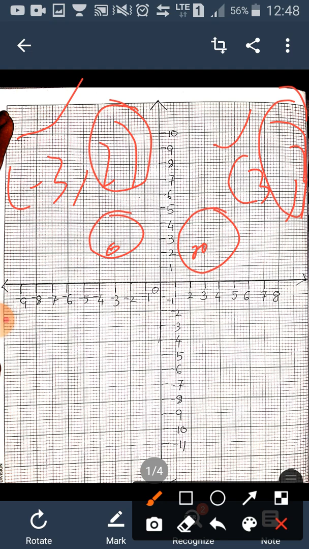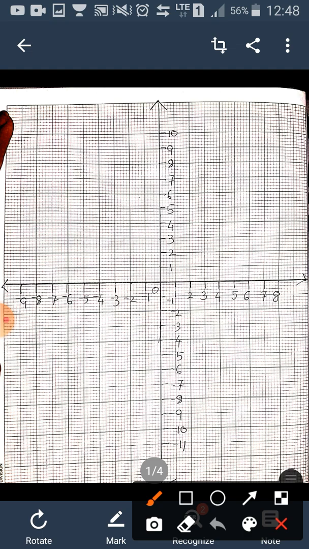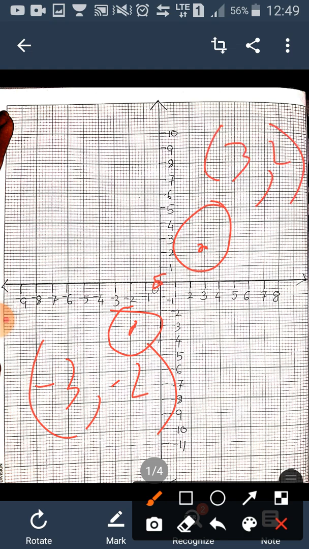And then there is another type of reflection. This same point 3 comma 2, if it is reflected along the origin, will come over here. This point is minus 3 comma minus 2, which means the signs of both of them change. 3 comma 2 becomes minus 3 comma minus 2.